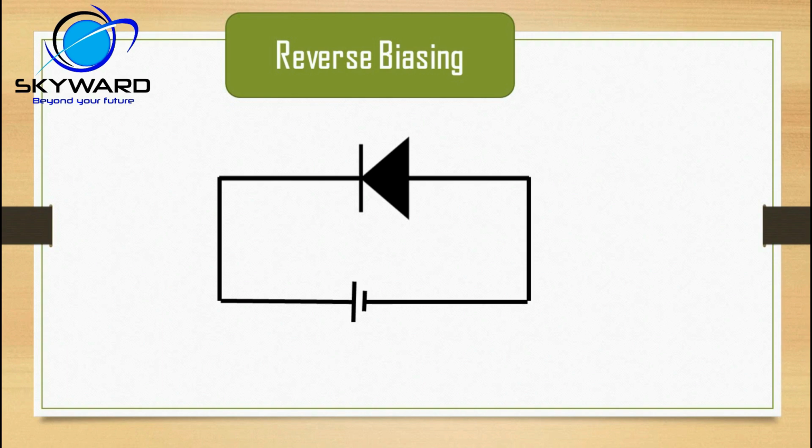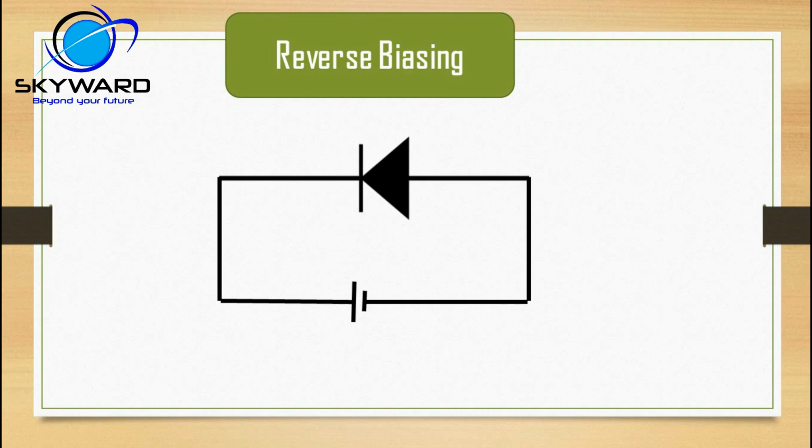Now we will discuss the Zener diode. The difference between the normal diode or Schottky diode and the Zener diode is that the normal diode flows in forward biasing, but the Zener diode flows in reverse biasing, meaning cathode to anode. In the reverse direction the Zener diode will flow.